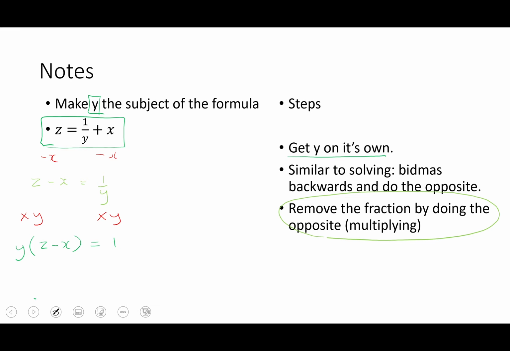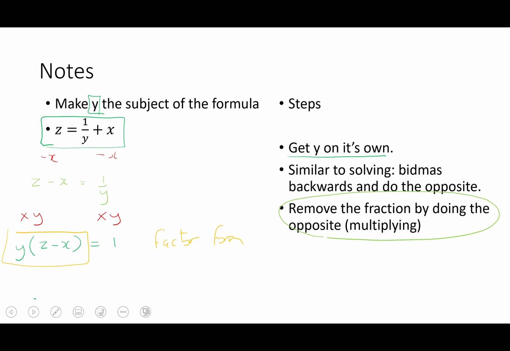Now, I do want to stress that what we've just written on this side is factor form. And I'm going to be coming back to that again and again in the next couple of weeks. So we have it in factor form. Y is being times by z minus x.